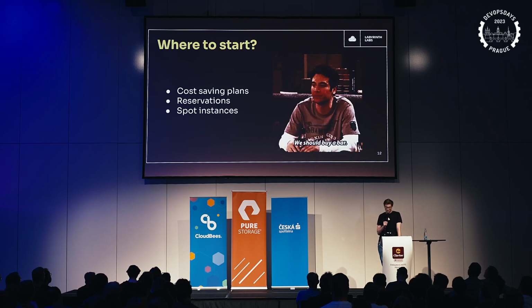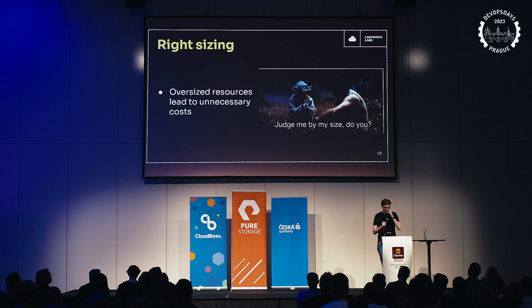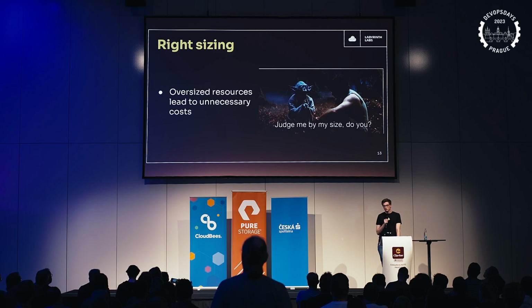Now, there are some easy wins when you start optimizing a cloud bill. You can use things like cost-saving plans or reservations, and if you have a predictable workload, that's a good way to save some money, or you can use things like spot instances, which can give you some significant savings. Once you have the observability data, you can start right-sizing your workload. You can figure out if you are running some oversized resources, which might lead to some unnecessary costs.